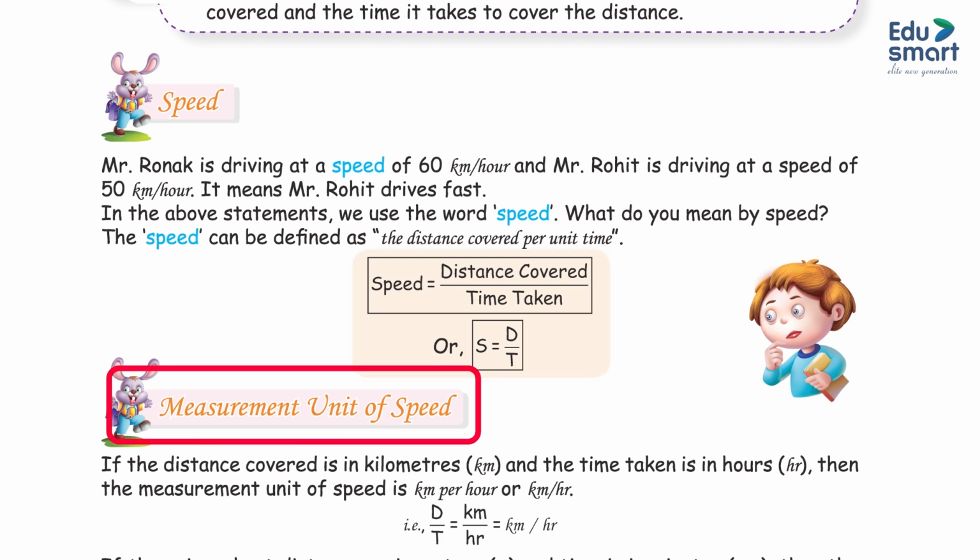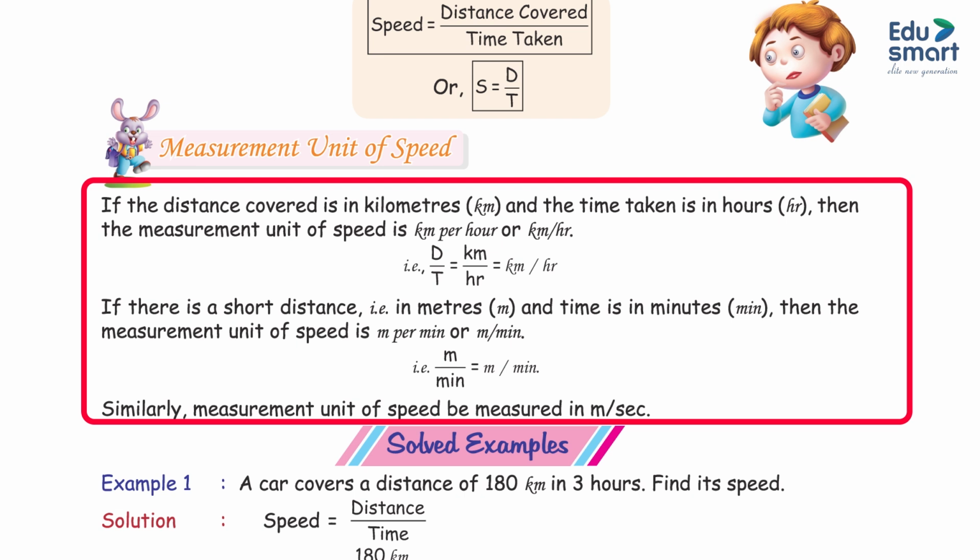Measurement unit of speed. If the distance covered is in kilometers and the time taken is in hours, then the measurement unit of speed is kilometer per hour, or km per hour. S equals D upon T equals kilometer upon hour equals kilometer per hour. If the distance is short, in meters, and time is in minutes, then the measurement unit of speed is meter per minute. Similarly, speed can be measured in meter per second.